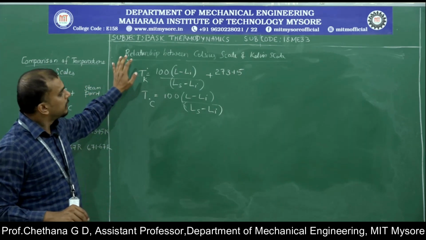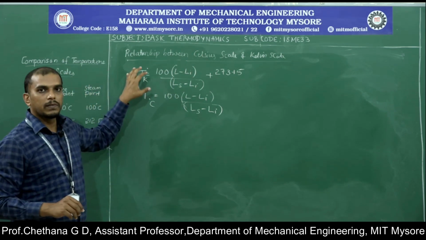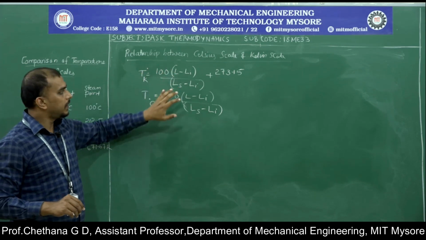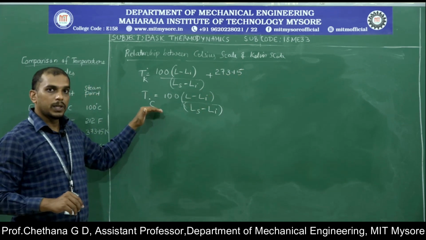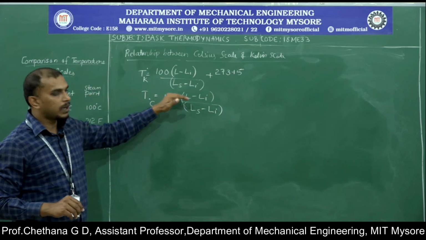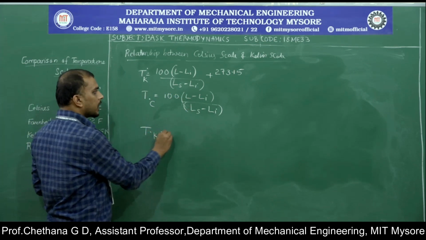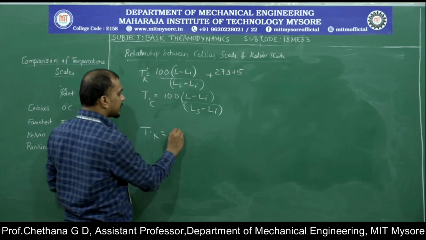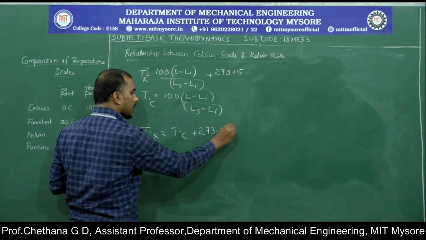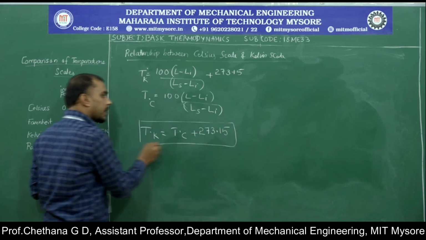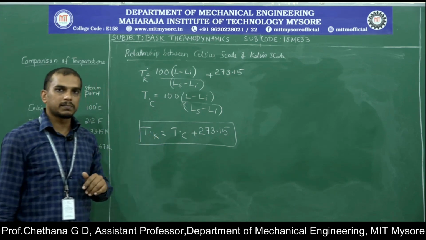Now we will learn the relationship between Celsius scale and Kelvin scale. We got the expression for Kelvin scale as 100 into L minus Li divided by Ls minus Li, plus 273.15. We already know the expression for Celsius scale as 100 into L minus Li divided by Ls minus Li. So in Kelvin scale expression, if you replace this term as Celsius scale, what we get is the relationship between Celsius scale and Kelvin scale. This is not a new expression, we are already familiar with this expression.